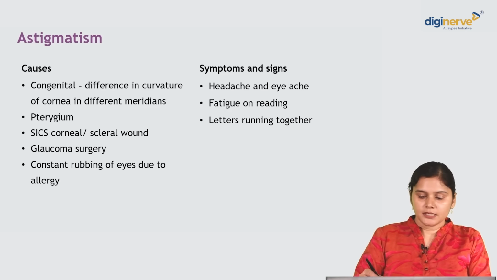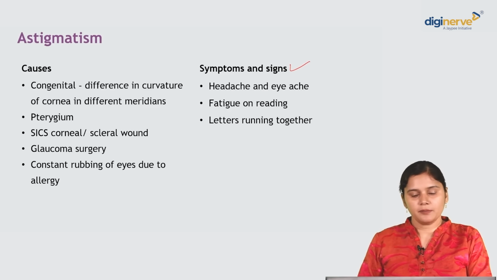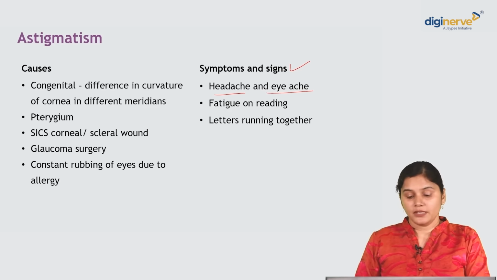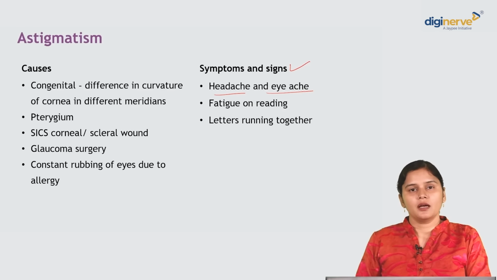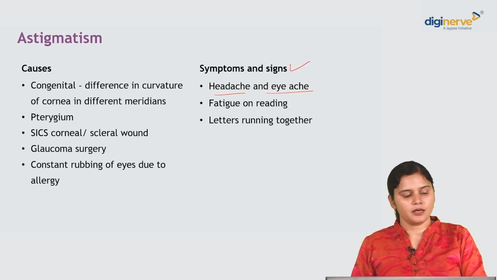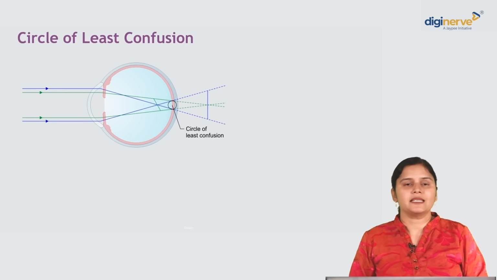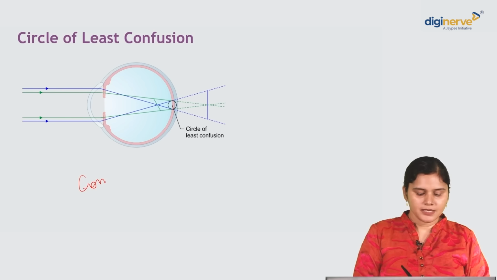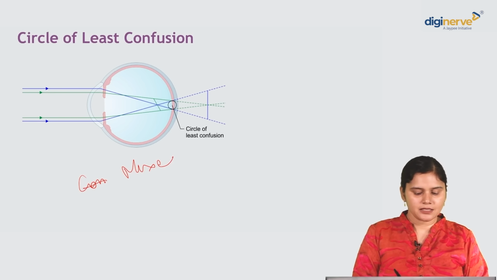So the signs and symptoms of astigmatism are usually headache and eye ache, and fatigue on reading. Persons who have very steep or very flat astigmatism see that the letters might be running together. So the goal in astigmatism is to find where the circle of least confusion is. A mixed astigmatism usually has lesser symptoms.